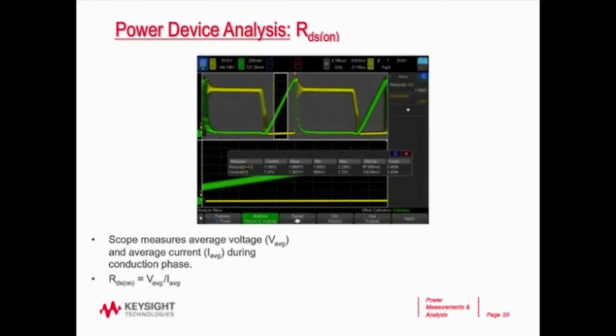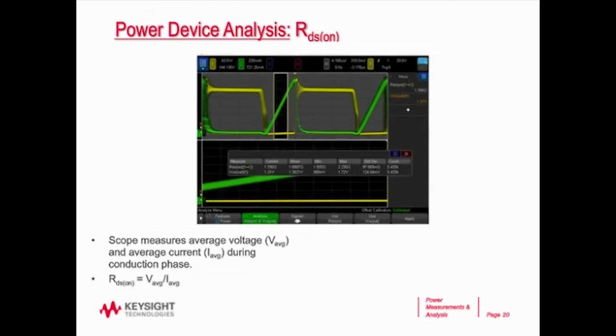Another closely related measurement is measuring the effective resistance of your switching transistor. If it's a FET-type transistor, this is called RDS, or effective resistance drain to source, when it is turned on. What the scope does is it windows in on just the conduction phase, and it measures the average voltage and the average current during a window of time during that phase, and then it computes RDS as V average over I average. And again, it's important that you have done a very accurate calibration of the offset error prior to this measurement.